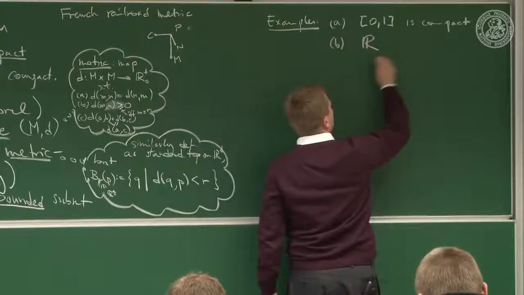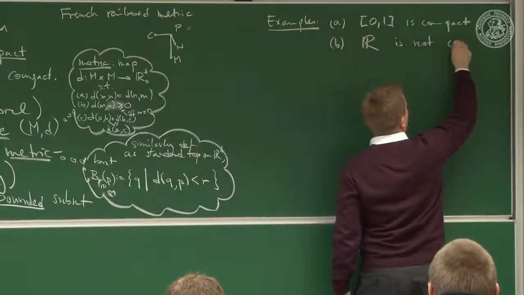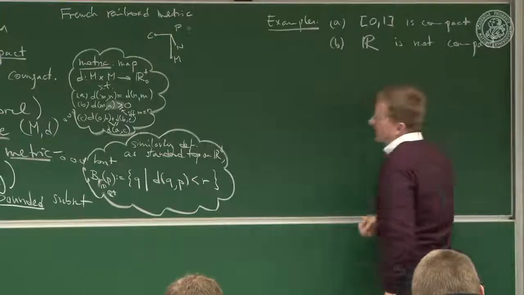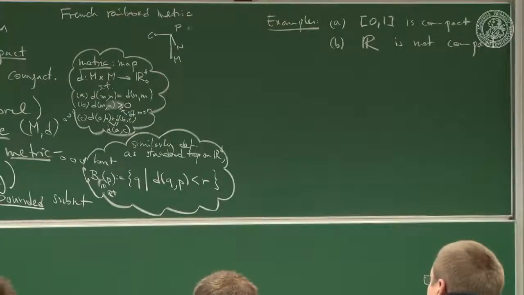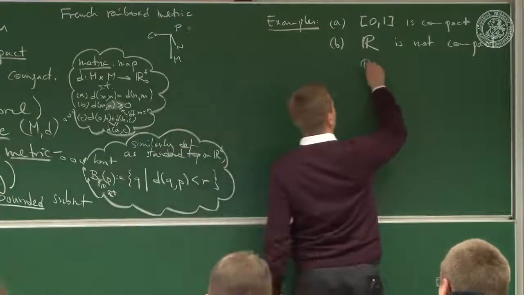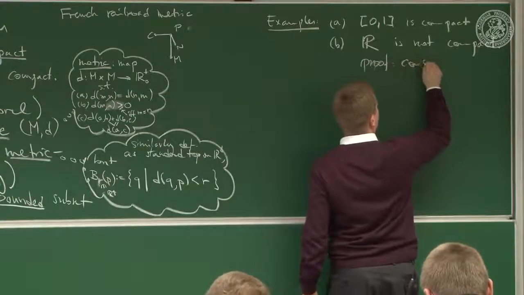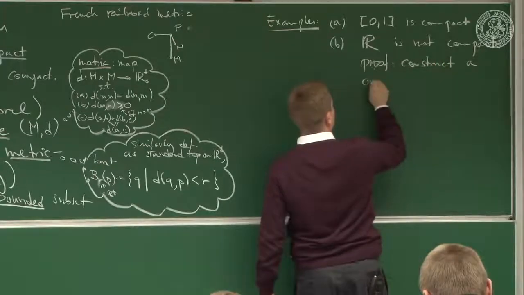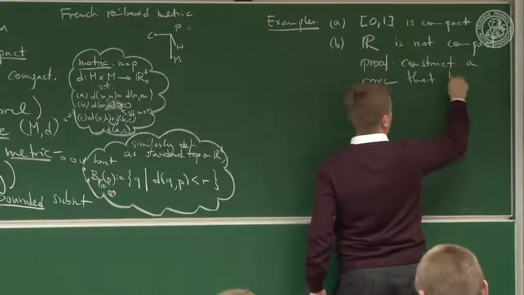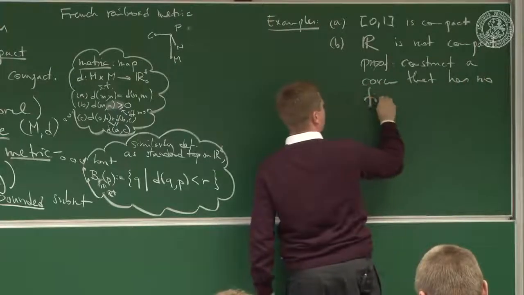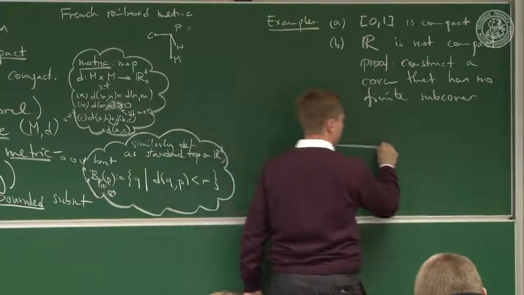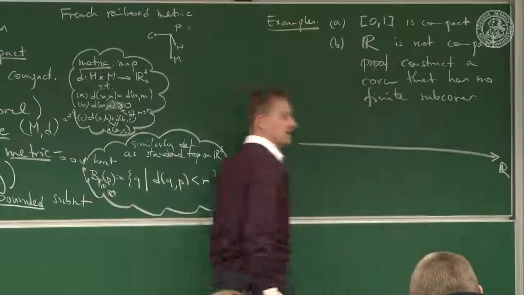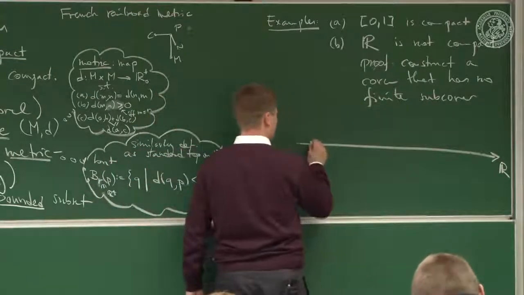The real line is not compact. Not compact is usually easy to see, because you just have to find one cover that does not have a finite subcover. Proof: construct a cover that has no finite subcover. Okay? That's the real line.